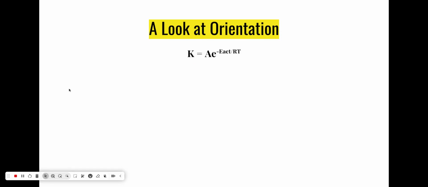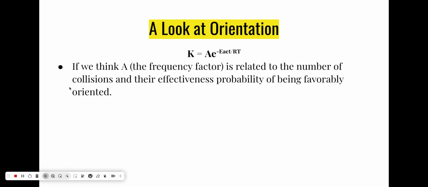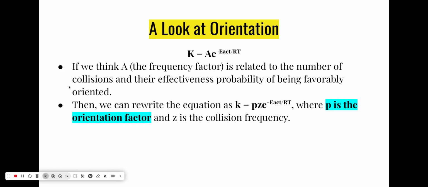Now we have to talk about orientation. So again, with the Arrhenius factor in mind, A is that frequency factor, which is talking about the number of collisions and ultimately their effectiveness of being favorably oriented. So therefore, we can rewrite this as the rate constant is equal to PZ times e raised to the -E_act divided by RT, where P is the orientation factor and Z is the collision frequency.